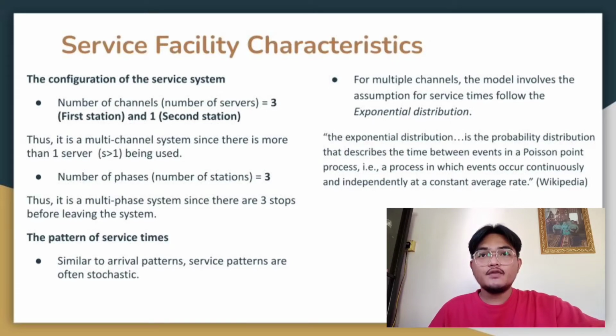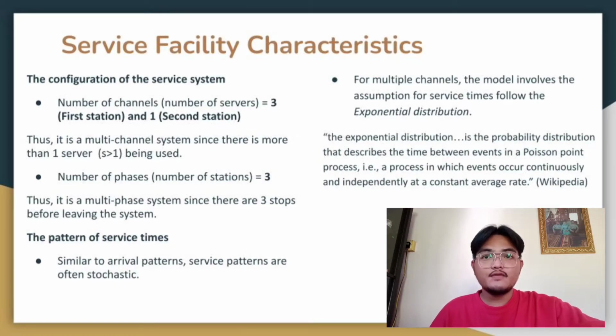Let's start with the service facility characteristics. For the configuration of the service system, there are 3 servers at the first station and 1 server at the second station. Thus, it is a multi-channel system since there is more than 1 server being used. The number of phases or stations is equal to 3. Thus, it is a multi-phase system since there are 3 stops before leaving the system.